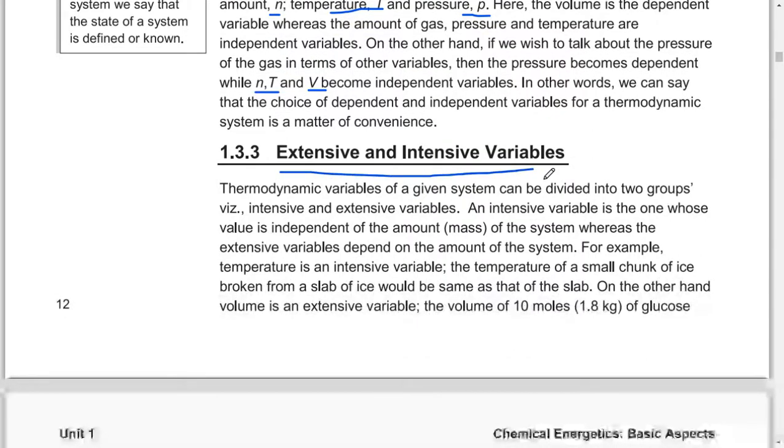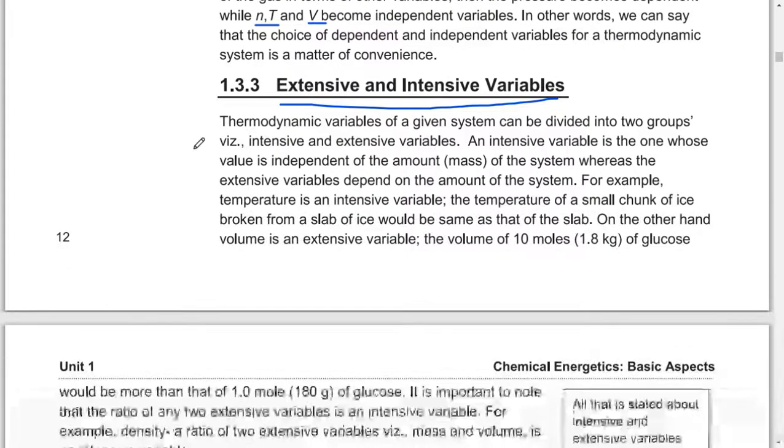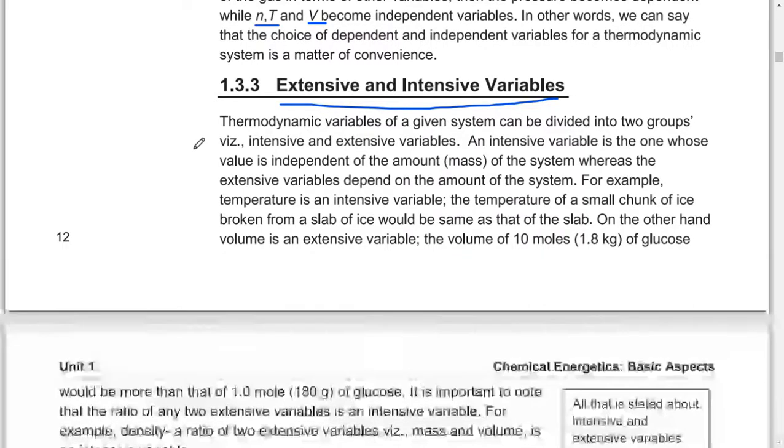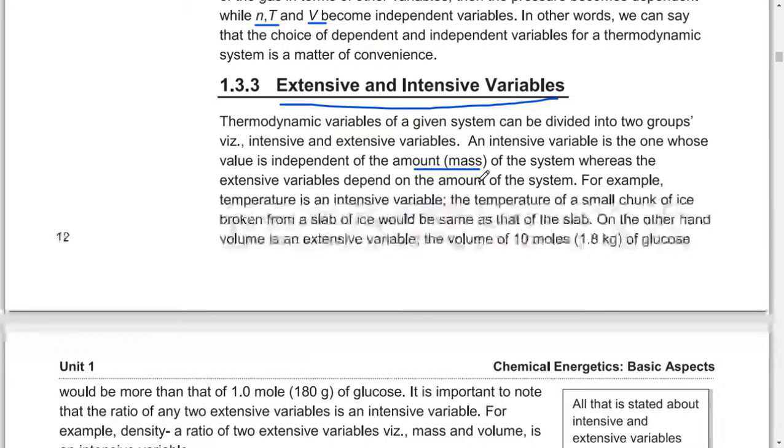Extensive and intensive variables. Thermodynamic variables of a given system can be divided into two groups: intensive and extensive variables. An intensive variable is one whose value is independent of the amount or mass of the system, whereas an extensive variable depends on the amount of the system. For example, temperature is an intensive variable. The temperature of a small chunk of ice broken from a slab of ice would be the same as that of the slab. On the other hand, volume is an extensive variable.